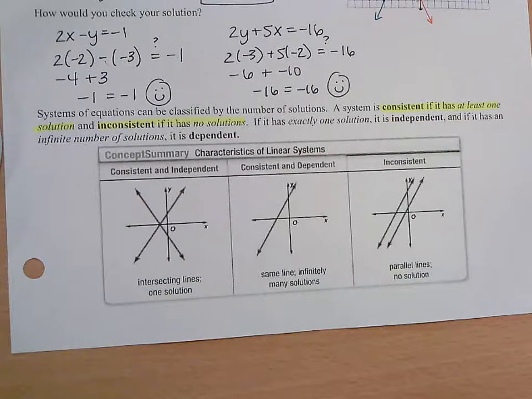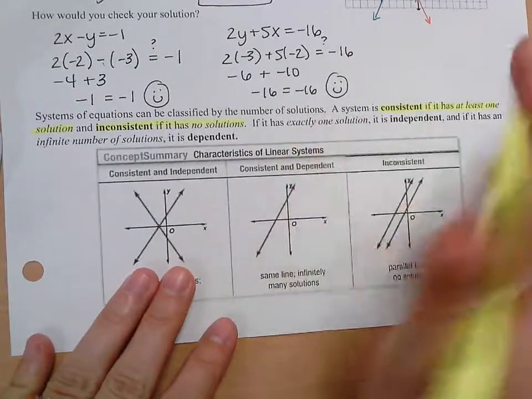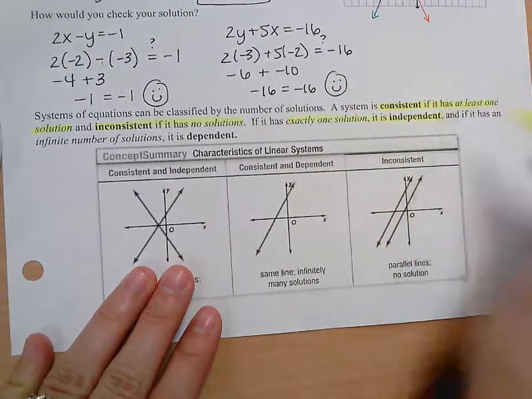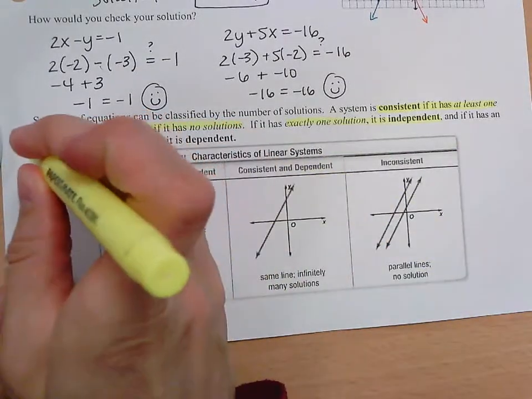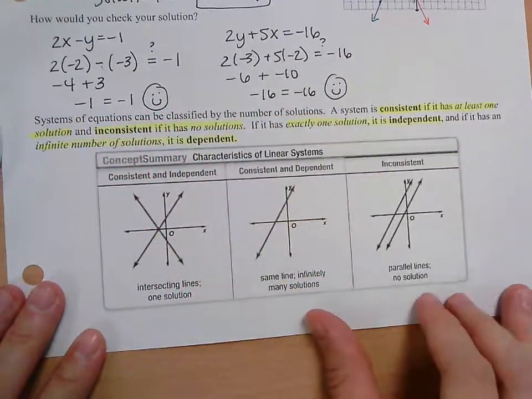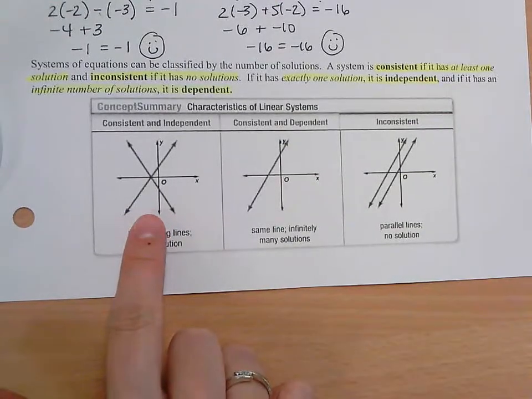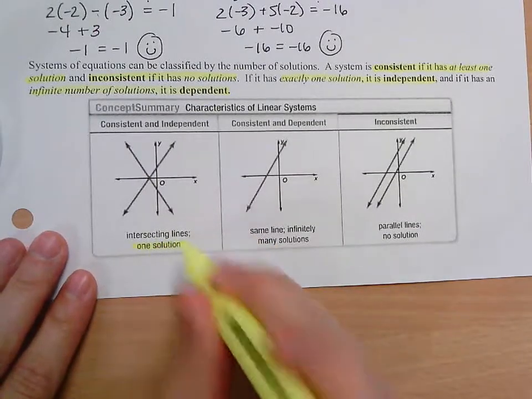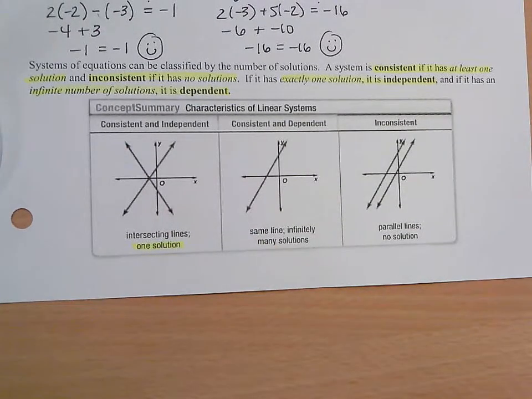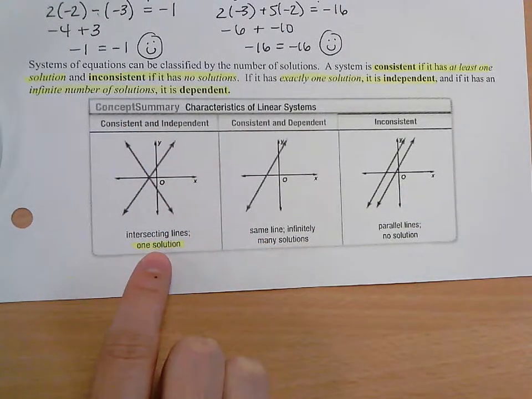And then if it does have a solution, so if it's consistent, if it has exactly one, it is independent. And if it has infinitely many or an infinite number of solutions, it's dependent. So your three types of solutions: you're either going to have 2 lines that intersect and you'll have one solution where they intersect. And so that would be a consistent system, and it's independent because there's exactly one solution.